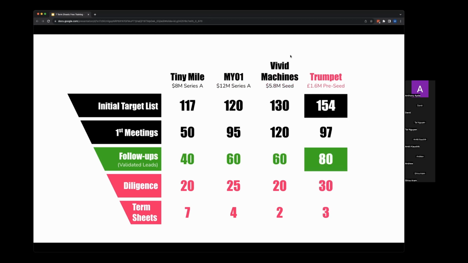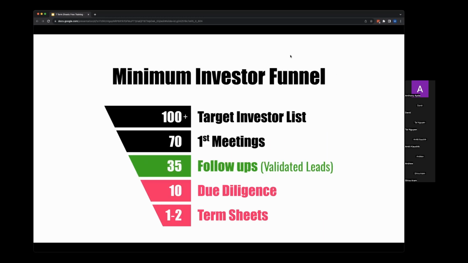And then Trumpet. Trumpet was a $1.6 million pre-seed. So this is on the pre-seed side, and as we go earlier, the numbers go up higher. We've got 154 on the target list there, 97 first meetings, 80 follow-ups. My understanding from the posts done online is that the number's higher because it's more of a split between angels and actual VCs in this round. Angels are obviously a much larger number. Diligence was 30, and then there were 3 term sheets throughout their process.